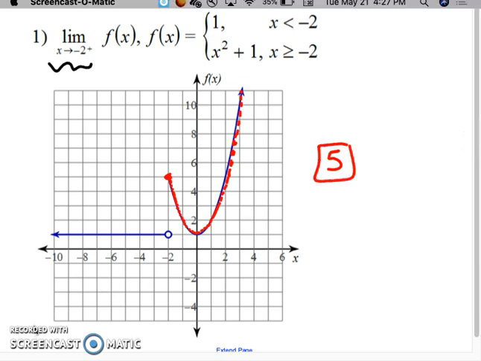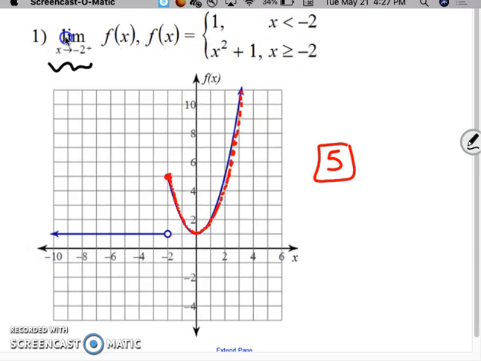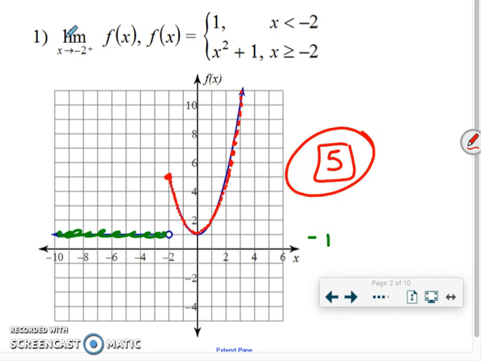Had the circumstances of this problem been different, had we been talking about a different limit altogether, like the limit as x approaches -2 from the negative side, well, then we would have been talking about this line here, which vertically would have been at +1. But since we're talking about approaching not from the negative side but from the positive side, we're coming at this from the greater than, from the right side, and that's why we're saying that it's 5.